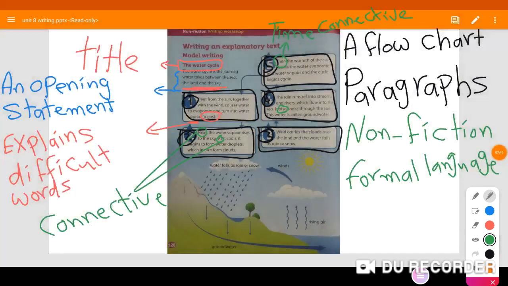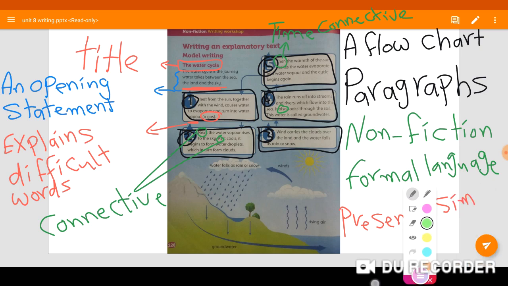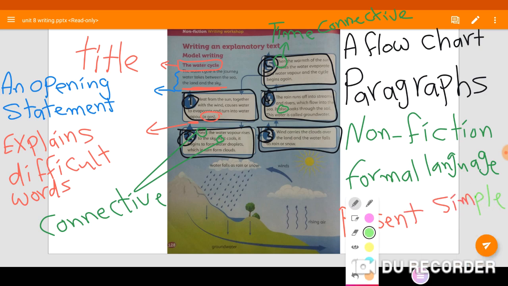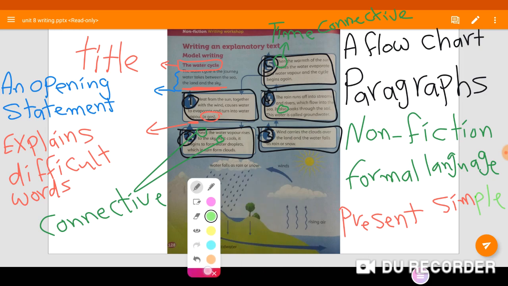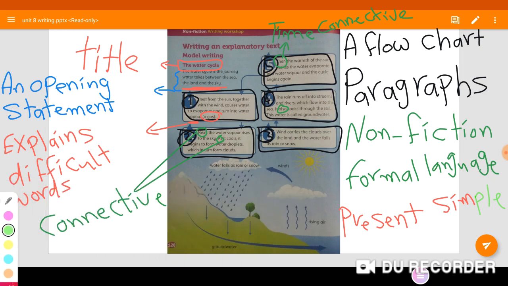And what about the tense? The tense is the present simple. The present simple, we don't use any future or past, only present. Put the verb in the base form, like play, or add s, es or ies with he, she, and it, or any singular noun. Okay? Let's move to the next page.